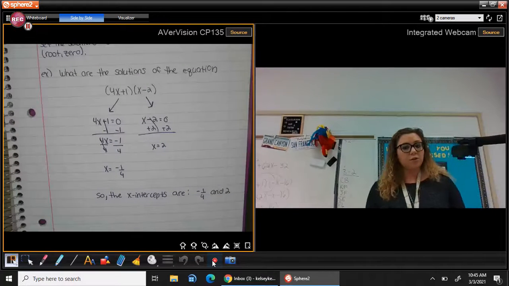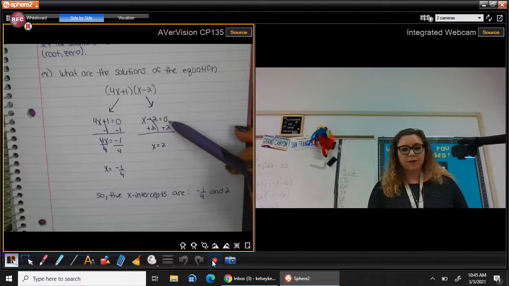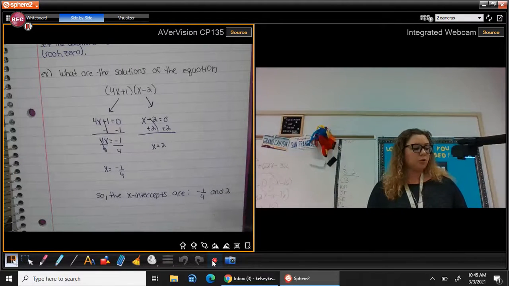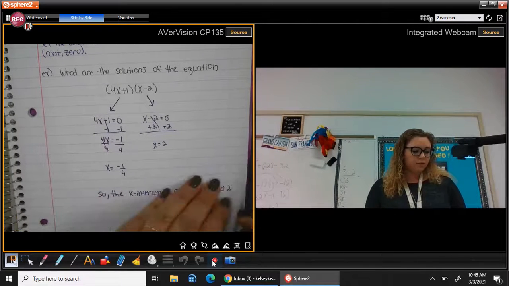That's all you do. You just split the two factors up, set it equal to 0, and then solve for x. And then those two are going to be your answers. Okay, let's do another one.